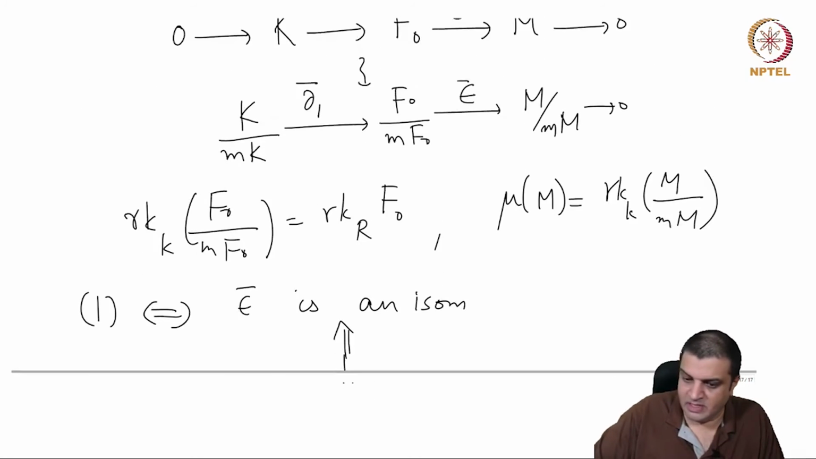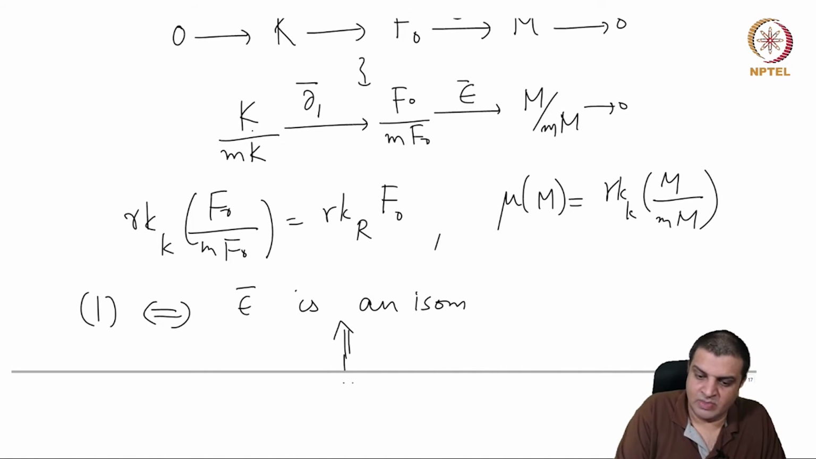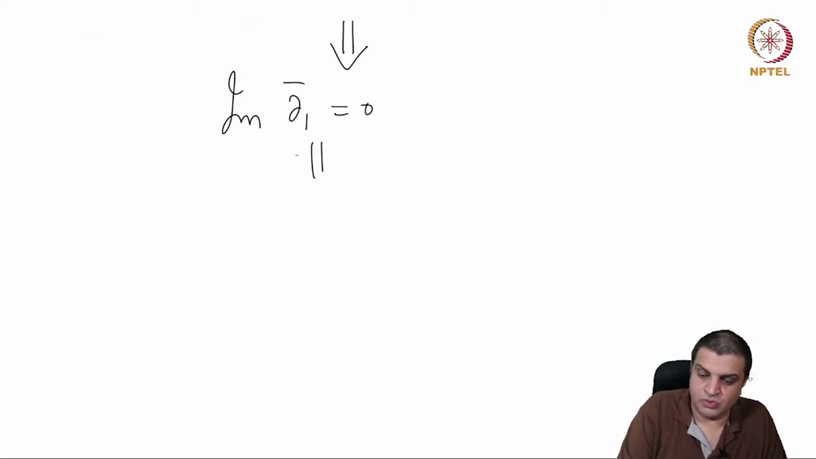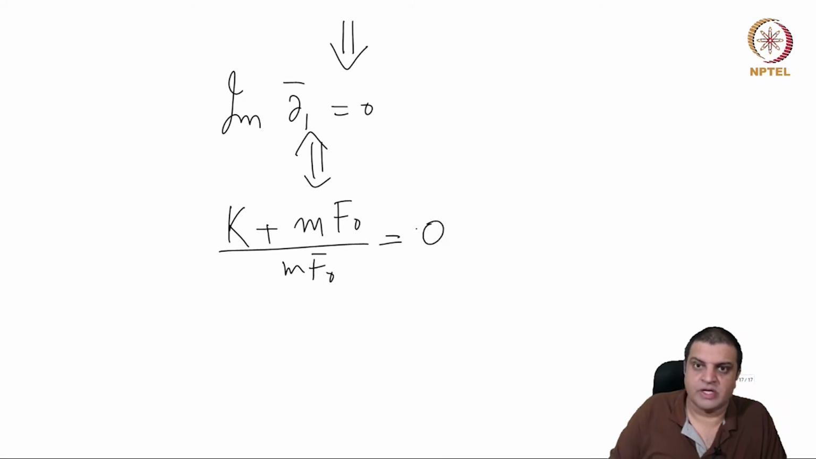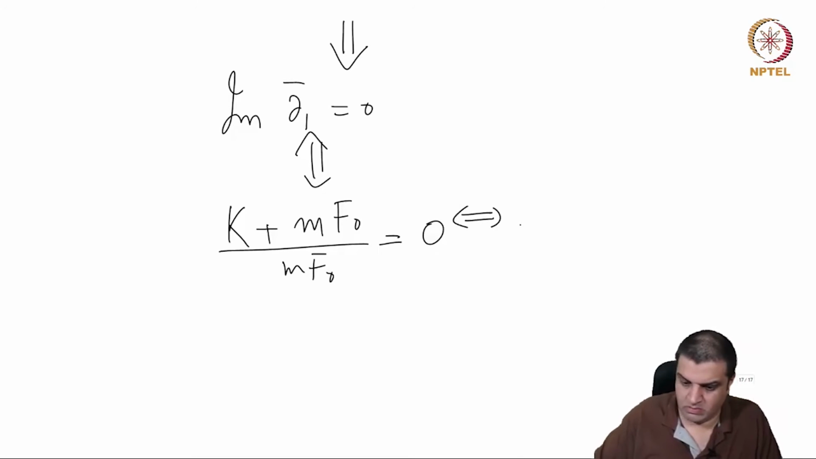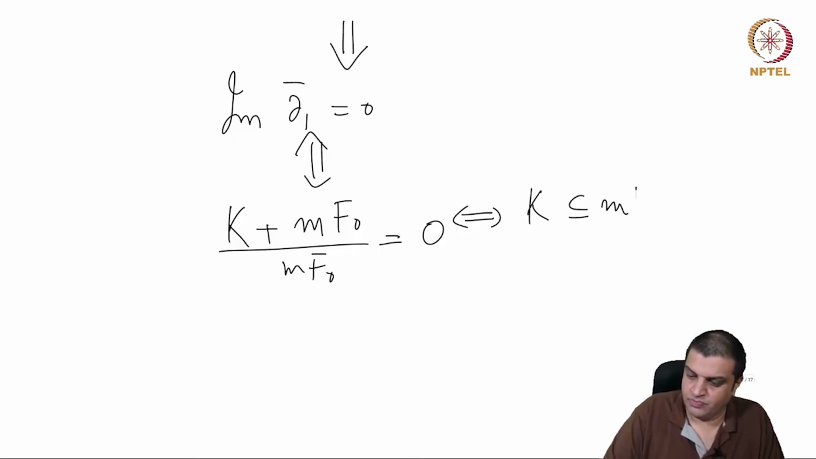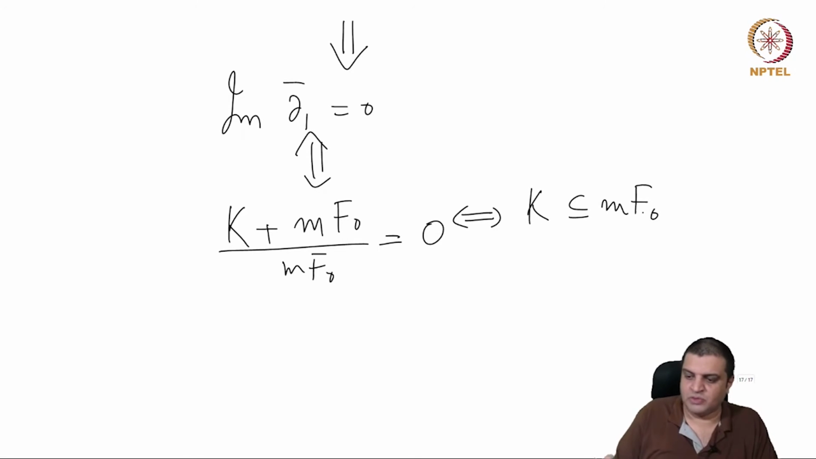But what does that mean? The image of delta 1 bar is just the image of K inside the quotient. So it is just K plus MF0 mod MF0. So this is true if and only if K plus MF0 mod MF0 equals 0. Okay, but that is the same as K being inside MF0, which is what we wanted to prove.